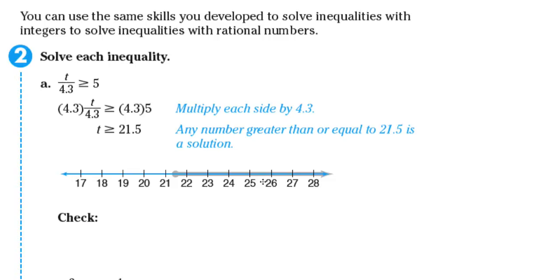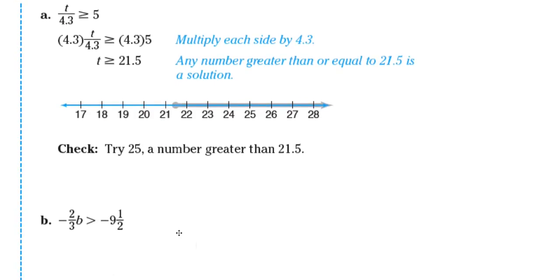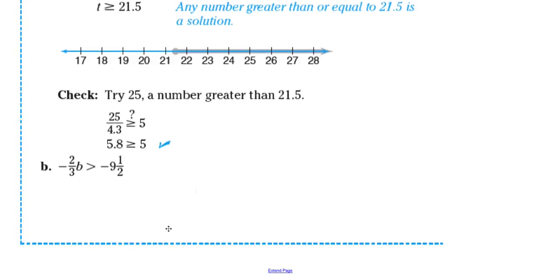Checking our solution, we need to find a value of t which is greater than or equal to 21.5. Let's try 25, a number that is greater than 21.5. Substitute the number 25 for the variable t. Is 25 over 4.3 greater than or equal to 5? The answer is yes, because 5.8 is greater than or equal to 5. Our answer checks out.